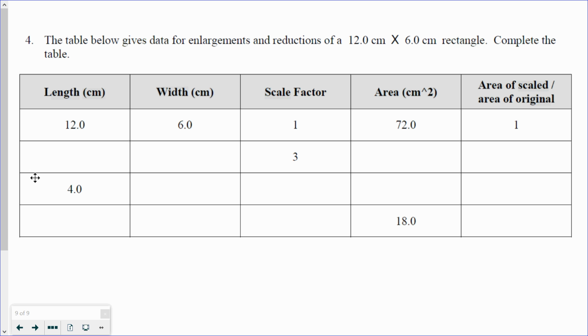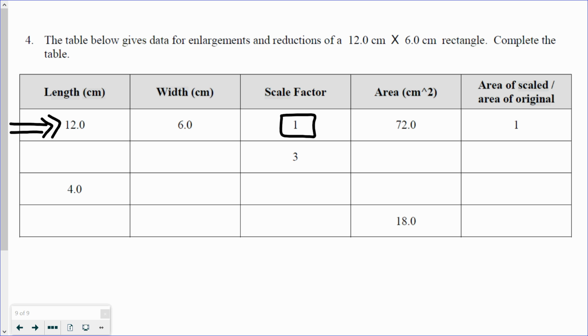The table below gives us data for enlargements and reductions of a 12 centimeter by 6 centimeter rectangle. Complete the table. So we have a rectangle that's 12 centimeters by 6 centimeters. If we applied a scale factor of exactly 1, remember that just gives you a straight copy.